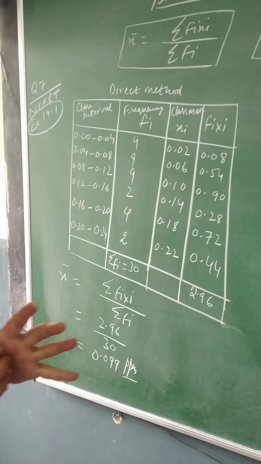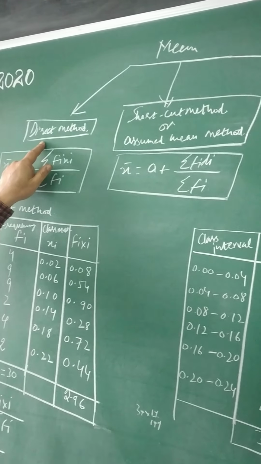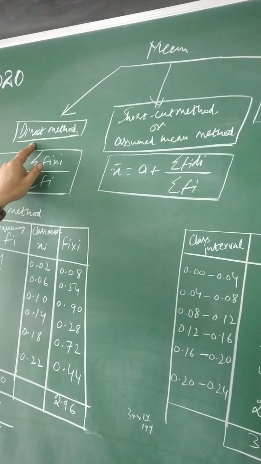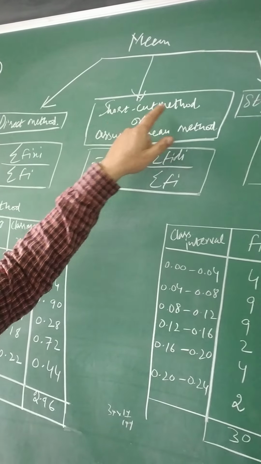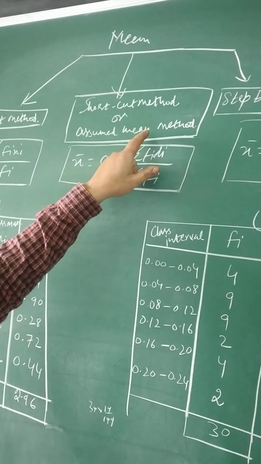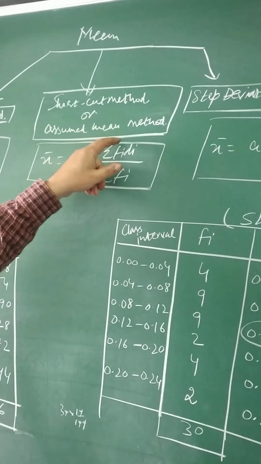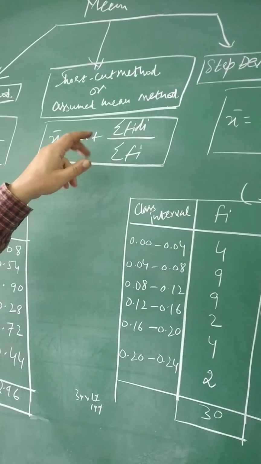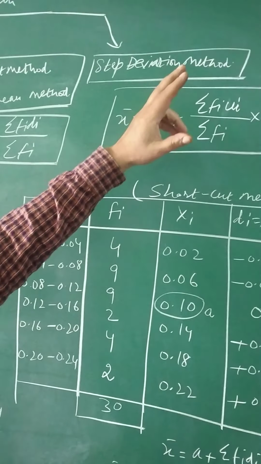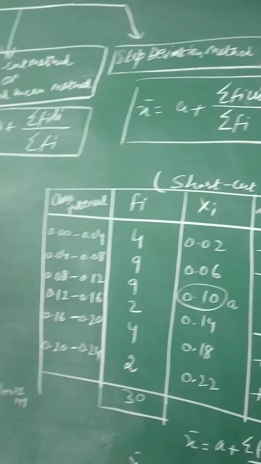So first of all, let us see that the mean can be calculated by three methods. One is the direct method that you did in class 9 also. The second one is called the shortcut method or assumed mean method. We call this the deviation method also. Shortcut method, assumed mean method or deviation method. Then the third is the step deviation method, and the formulas for these three you did in class 9.